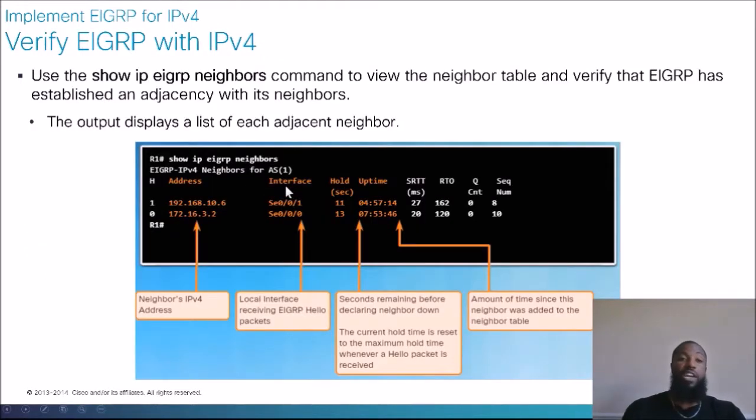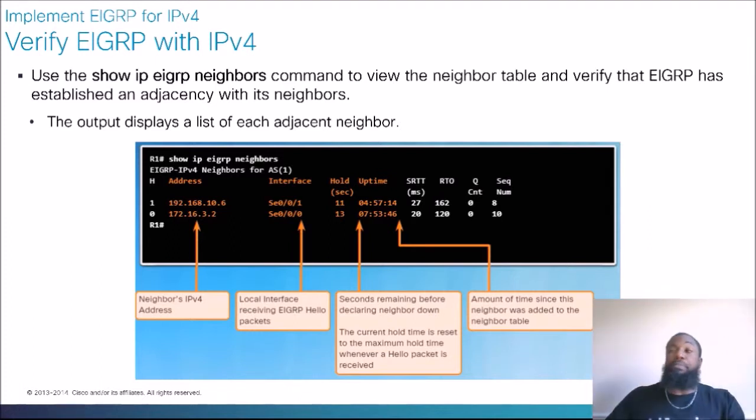Here's another verification command: show IP EIGRP neighbors, and it'll tell you who your neighbors are, tell you what interface you learned them from. The hold down timer is basically the seconds remaining before declaring the neighbor down. Remember, we talked about that in the last video. If you haven't heard from your neighbor in a specific amount of time, just like that old man down the street. Hey, have y'all heard from that old man? We haven't heard from him in a couple months. He might be dead. That's what the hold down timer is. Current hold down time is reset to the maximum hold time whenever a hello packet is received. So if we heard him say hello, then we reset it back. And then this is the uptime. This tells you how long we've been neighbors for, basically.